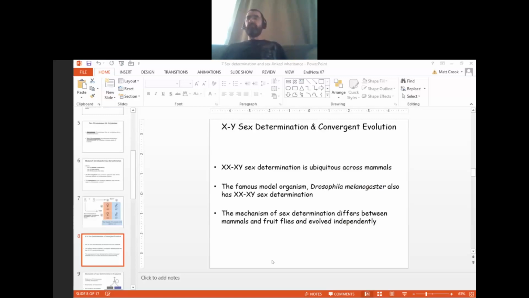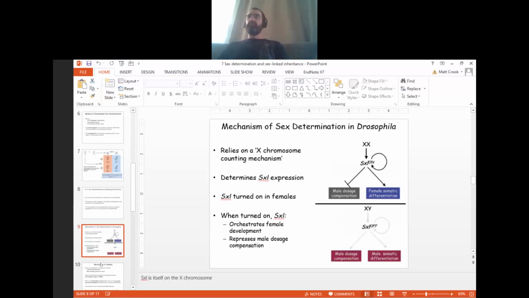And in fruit flies, it's more of a ratio deal. So in fruit flies, it's really how many autosomes to how many sex chromosomes. So let's see if I can write this out. It might be a little bit easier to get, because this is a very good diagram, but it's not necessarily a very accessible one.